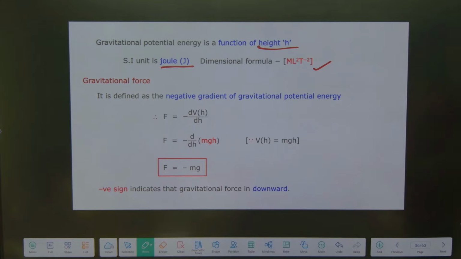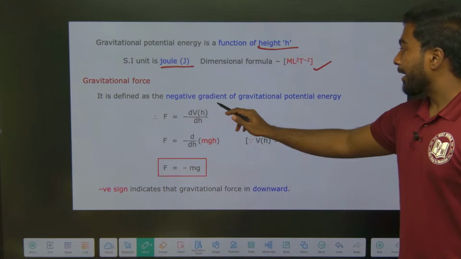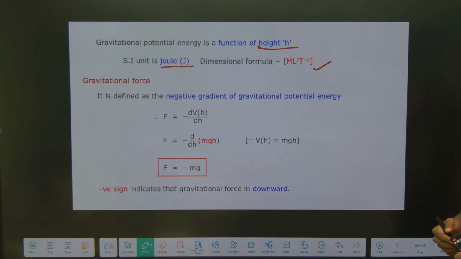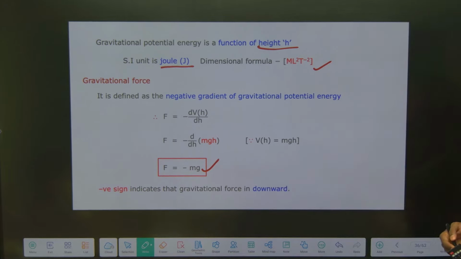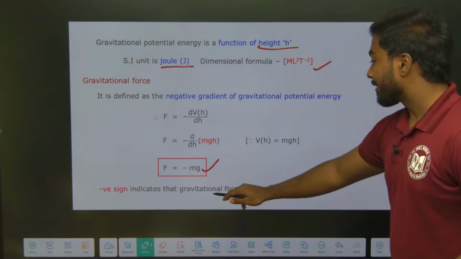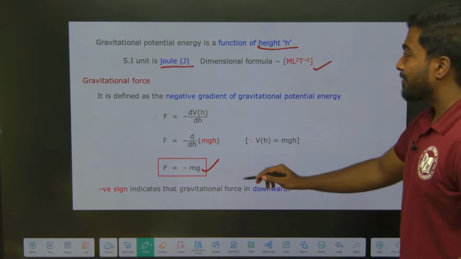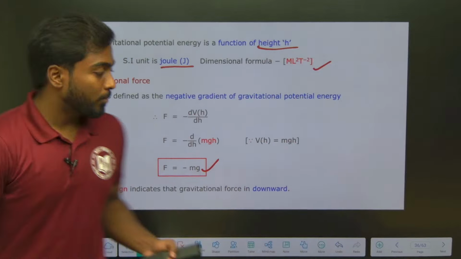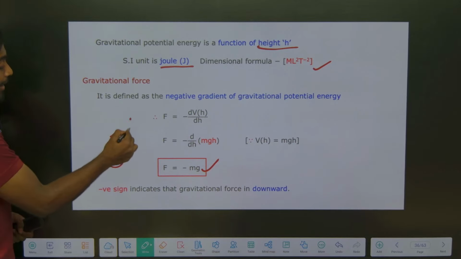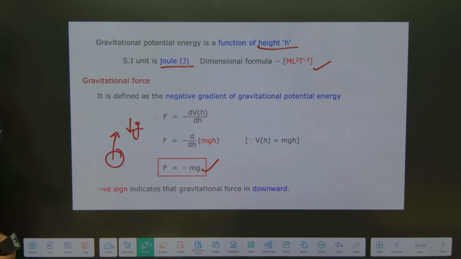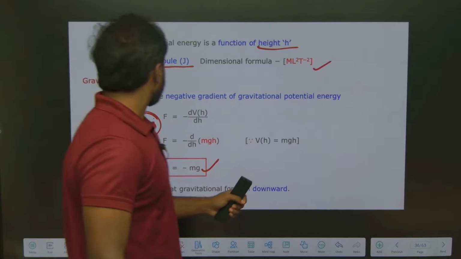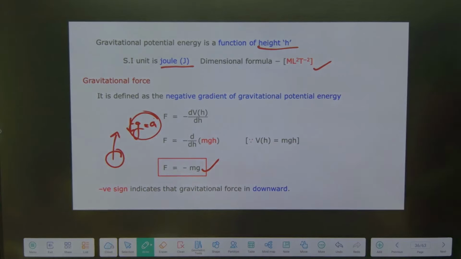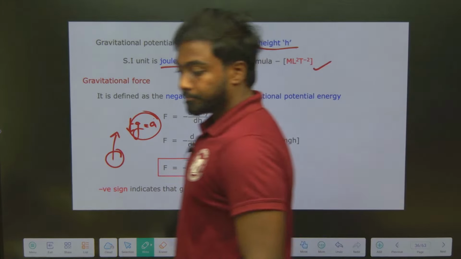So gravitational force is defined as the negative gradient of the gravitational potential energy, and the formula is F equals minus mg. The negative sign indicates that the gravitational force is downwards, like we are taking the object upwards, which is against gravity, right? So a will be considered as minus g, so the force will be minus mg, right?